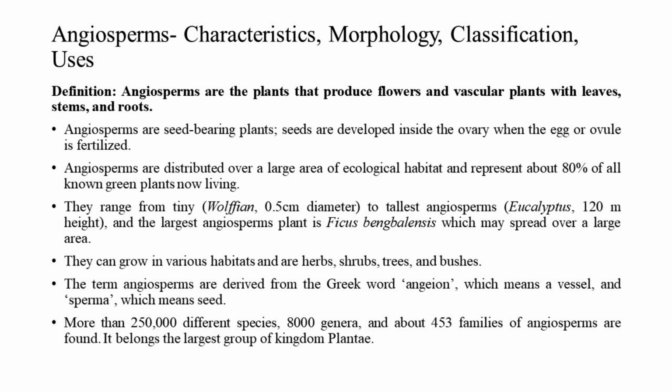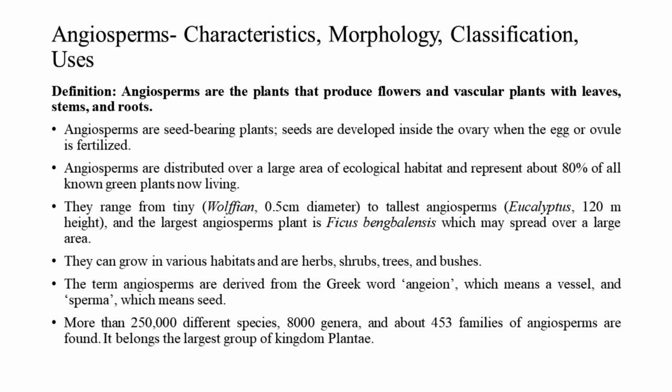Angiosperms are distributed over a large area of ecological habitat and represent about 80% of all known green plants now living. They range from tiny Wolffia, 0.5 cm in diameter, to the tallest angiosperm, eucalyptus, 120 m in height, and the largest angiosperm plant is Ficus bengalensis, which may spread over a large area. They can grow in various habitats and are herbs, shrubs, trees, and bushes.